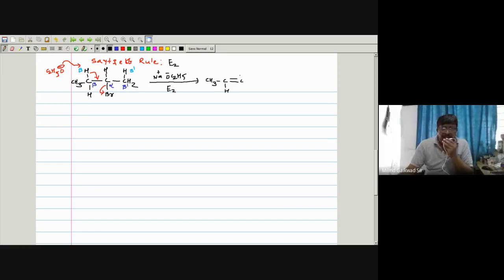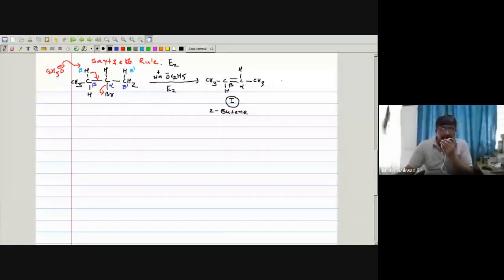So here there is an H, and here there is a CH3. So you get compound number 1. Here is the alpha carbon, and there is a beta carbon. So there is a formation of a bond between the alpha and beta carbon, and there is a formation of 2-butene.